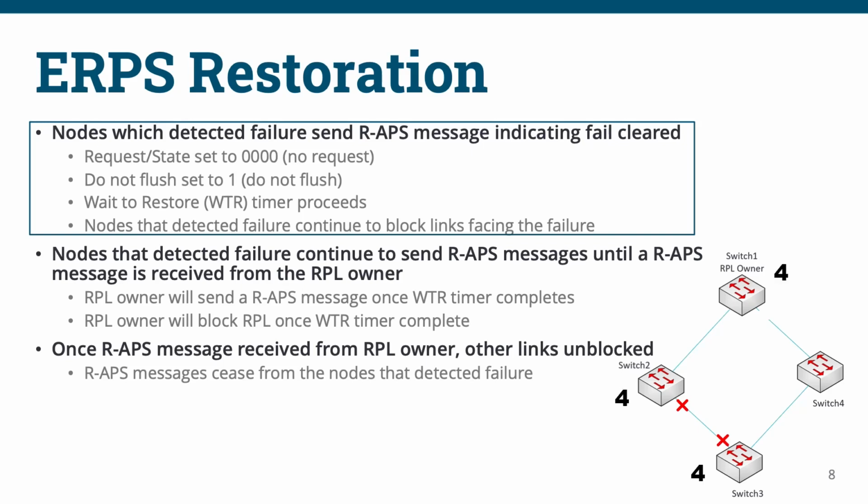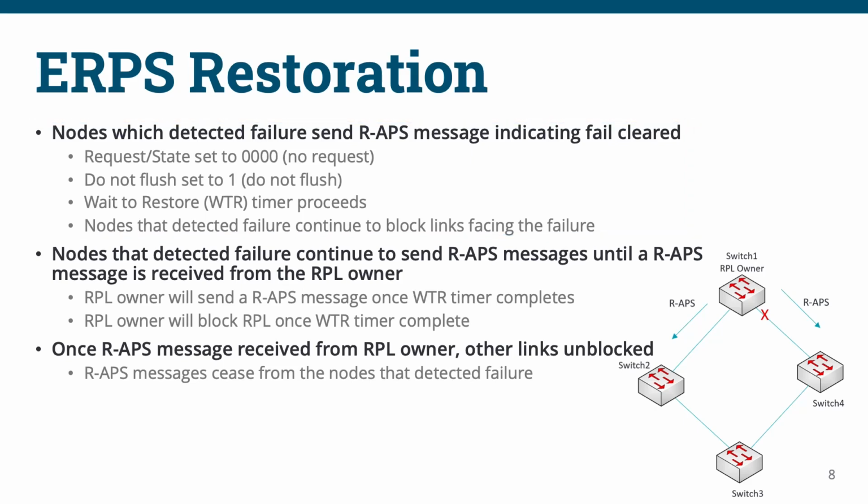Once the WTR timer expires, the RPL owner will block the RPL once again and begin sending RAPS messages again with the same field configurations as in the normal operation. The nodes that detected the failure and subsequent restoration will continue to originate RAPS messages until the RAPS message is seen from the RPL owner, indicating the RPL is once again blocked.